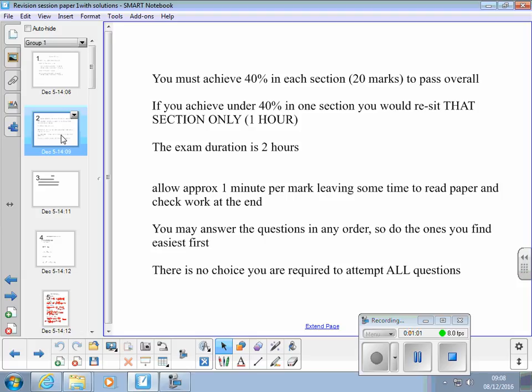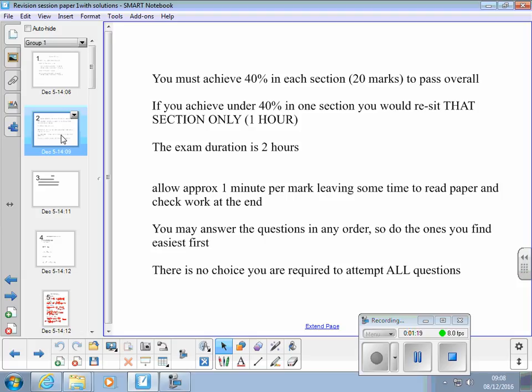You've got to achieve 40% in each section. Regardless of what you get overall, you've got to get at least 40 in each section to pass the paper. Okay, and then your overall mark across those 2 sections will give you your overall grade.